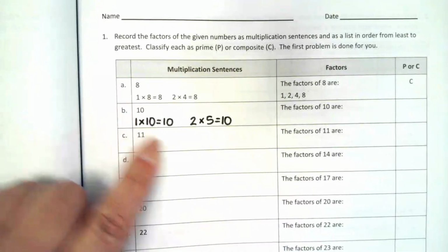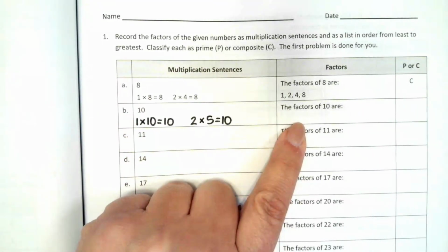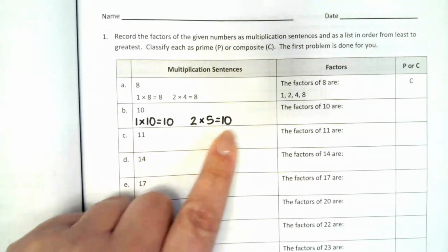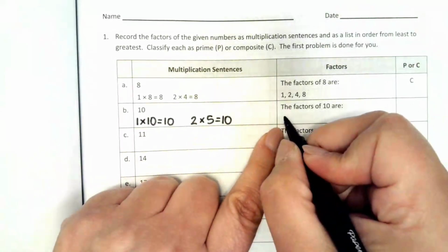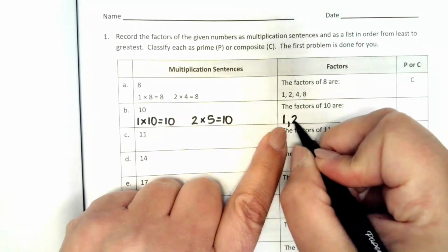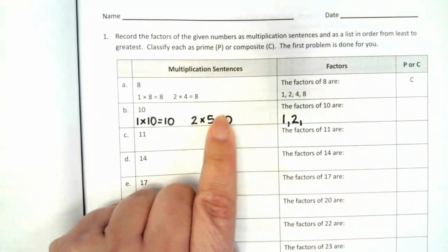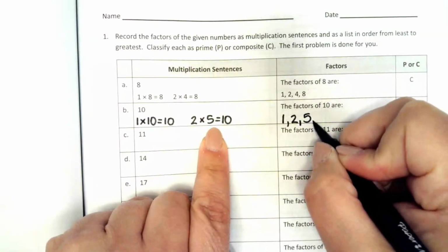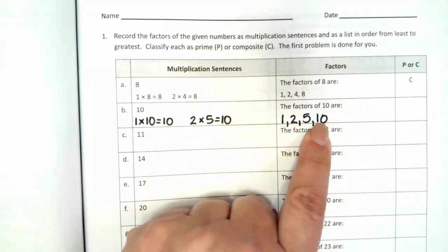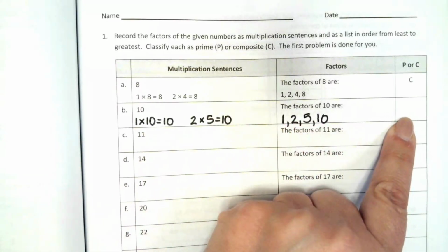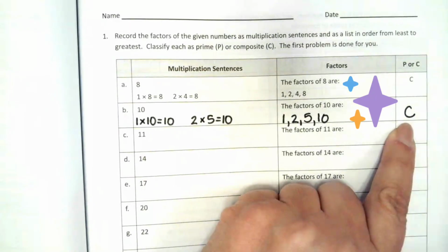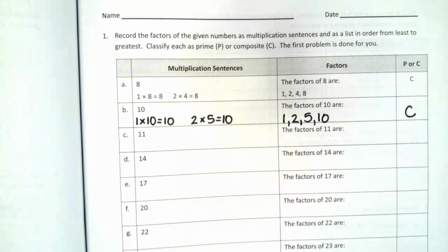Okay, so let's list these factors in order. Look, we have 1 and 10 and 2 and 5. We start with the least, which is 1. Then the next one is 2. What comes next? The 5. And then last is 10. There are 4 factors. So is it prime or composite? It is composite because it has more than 2 factors.